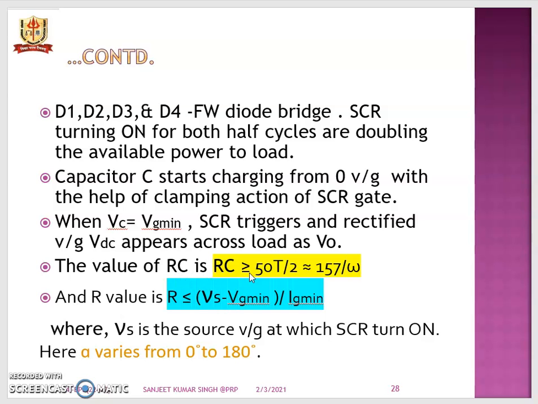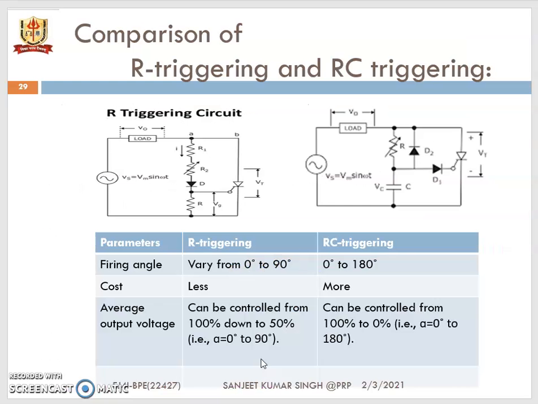RC value here should be greater than or equal to 50 T by 2, that is approximately 157 by omega, and the resistor value can be calculated as less than or equal to Vs minus Vg min by Ig min. Here Vs is the source voltage at which the SCR turns on, and alpha varies from 0 to 180 degree.